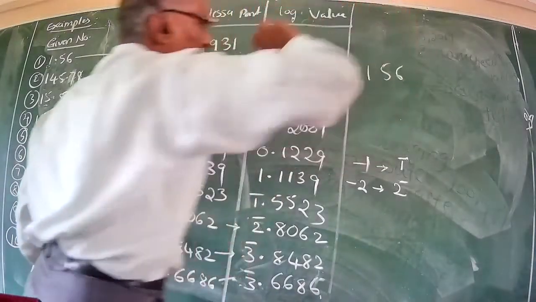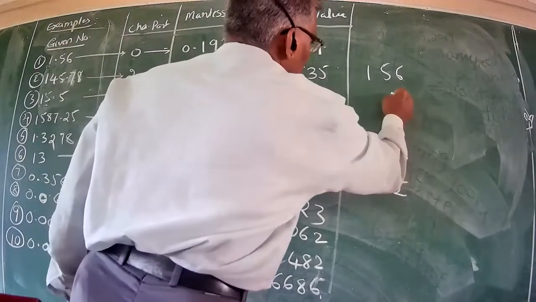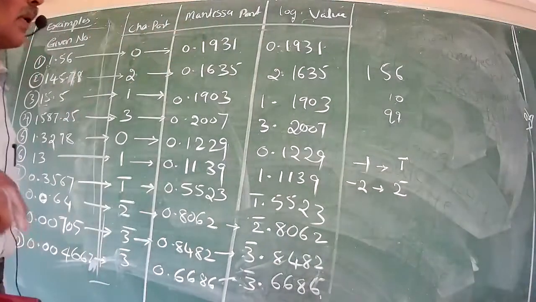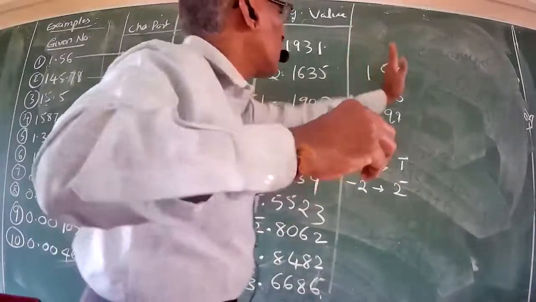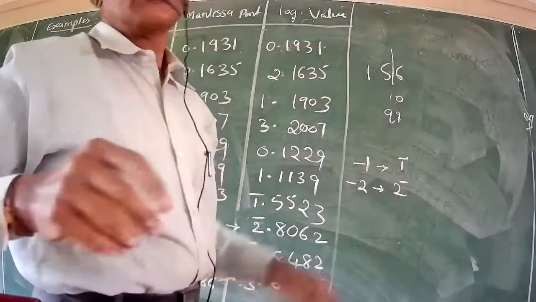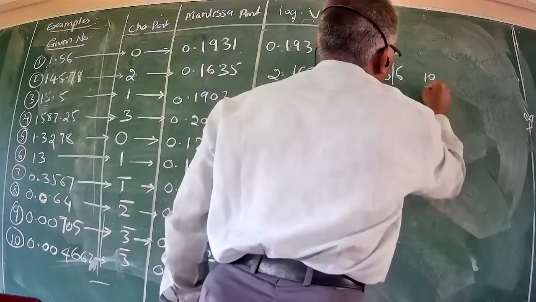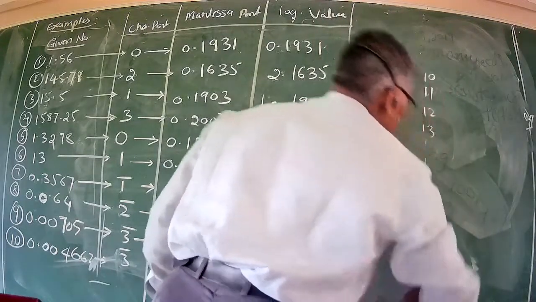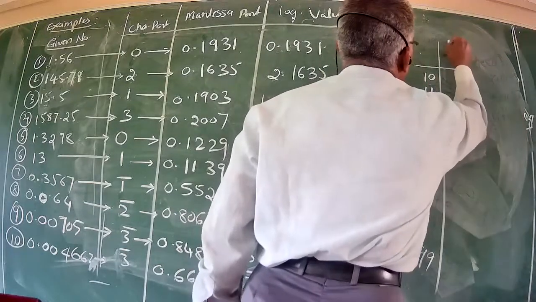It becomes 156. In the logarithm table, you find that the numbers start from 10 to 99. So take 10 to 99, and take the first two digits, 15, and go there. You find 10, 11, 12, 13, etc. up to 99. Here mean differences will be there.